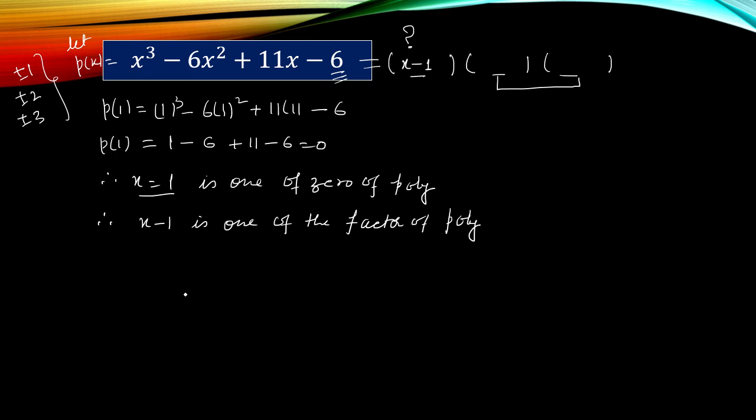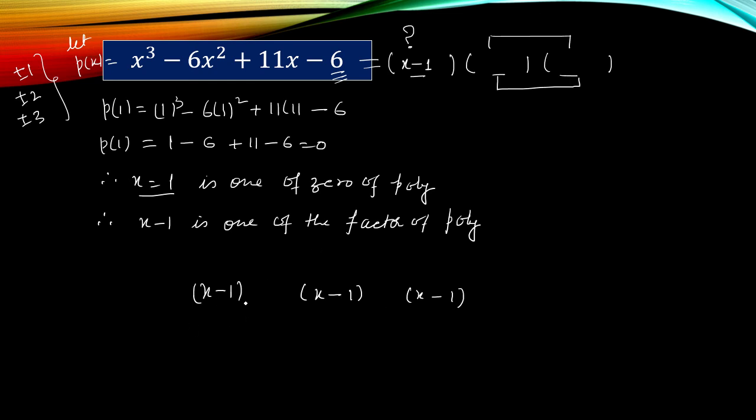We will write the first factor, that is x minus 1, 3 times, because the polynomial is a cubic polynomial. Now we are interested in getting the product of the remaining two factors. The product of the remaining two factors must be a quadratic polynomial. So we are interested in getting that quadratic polynomial. How to get it? Let's see.